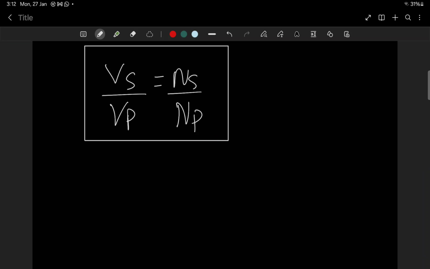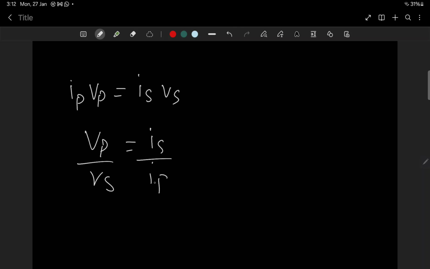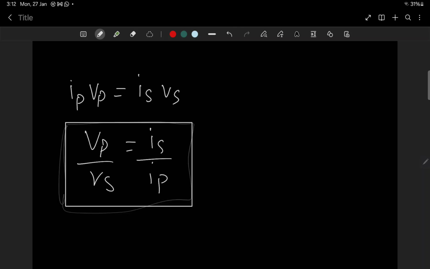Now, power input is equal to power output if there is no loss in power, 100% efficiency. So, Vp Ip is equal to Is Vs. Therefore, Vp by Vs is equal to Is by Ip. Yes. Is by Ip. This is equal to what? Np by Ns. Okay, perfect. Yes. Efficiency is equal to power output by power input.